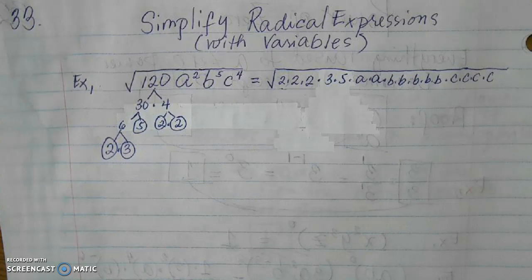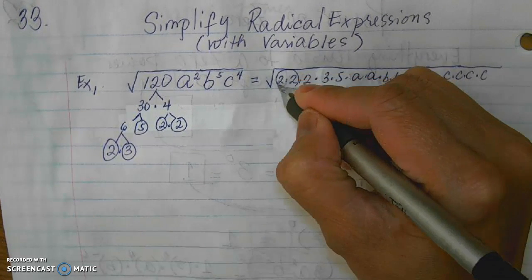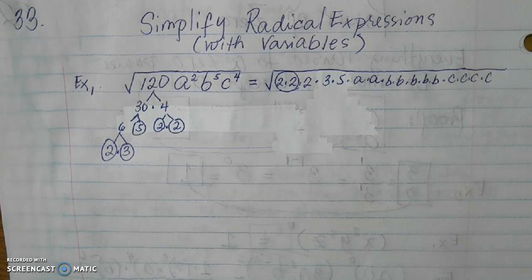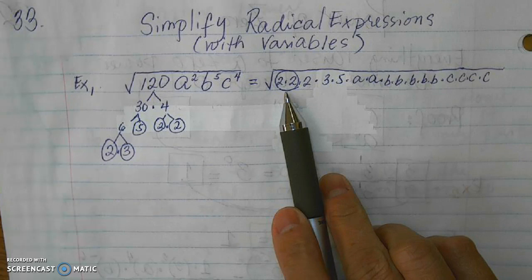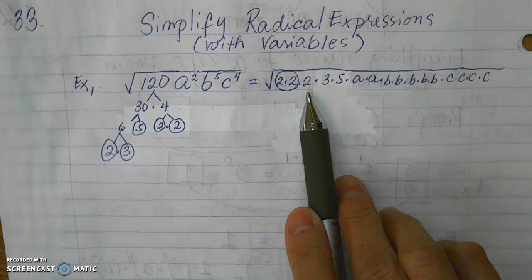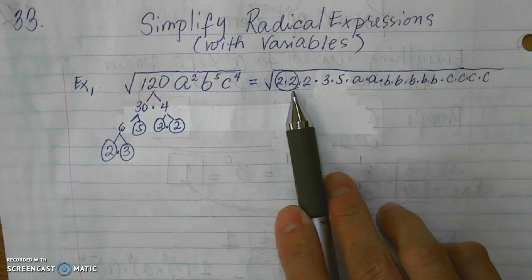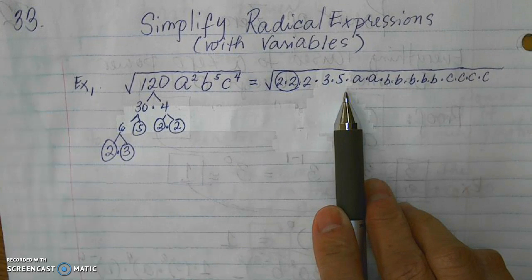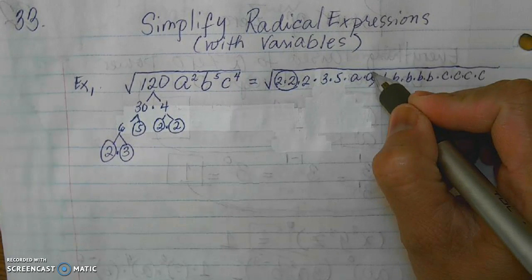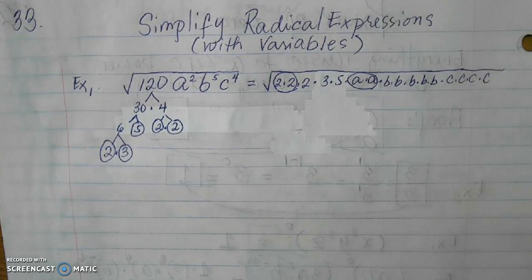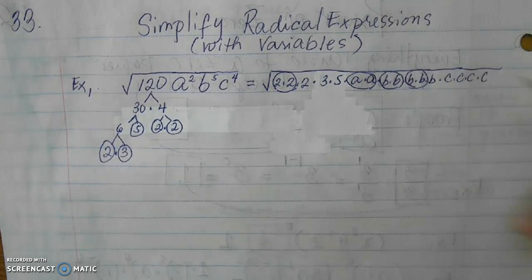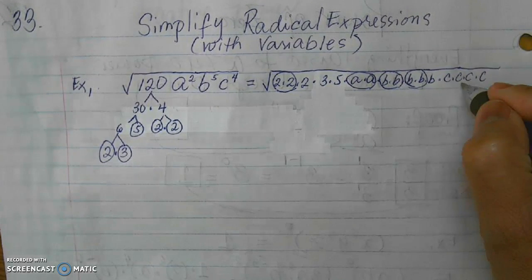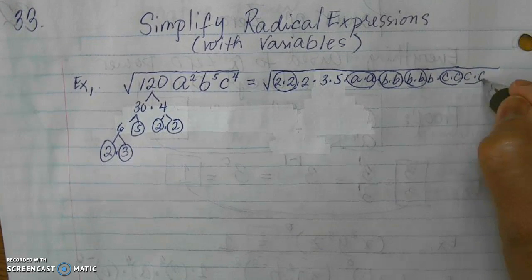When I taught this before, I said that whenever you see pairs, you will have to take them out. So for the numbers, I only see one pair of 2's. And we cannot bring out 2, 3, and 5 anymore, so they will stay inside the radical sign. However, I see that the a's are paired. The b's have 2 pairs. And the c's have 2 pairs.